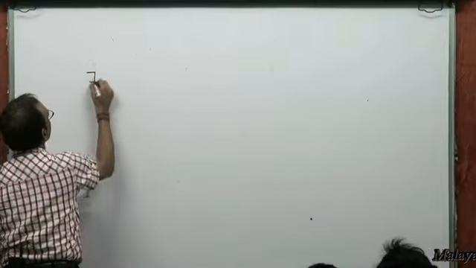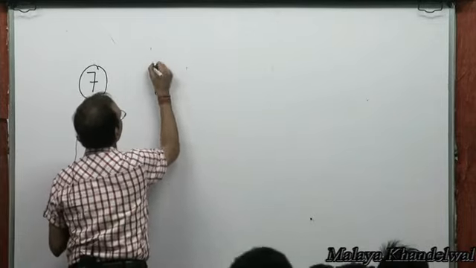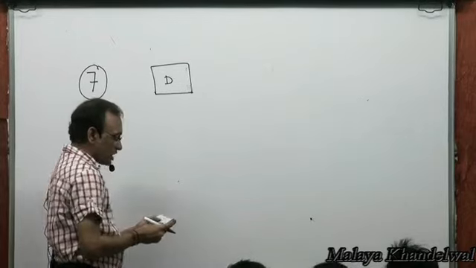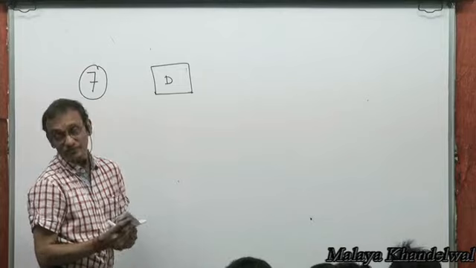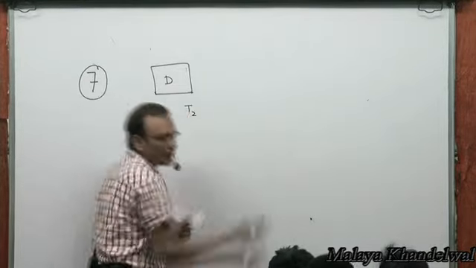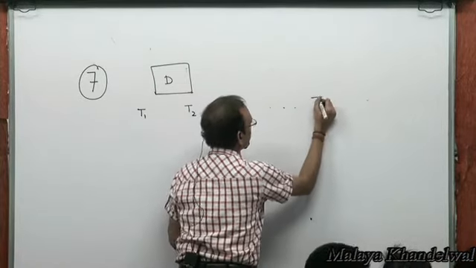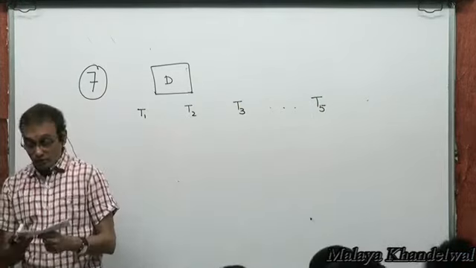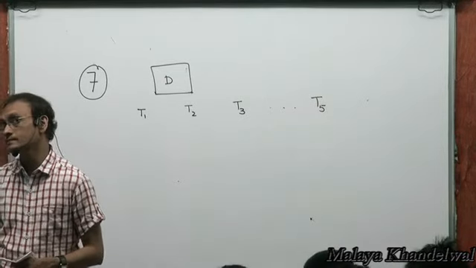Seven. There is a single die D and we want to find the chance of throwing a 6 with a single die at least once in 5 trials. There are 5 trials performed with this die. 5 times it's rolled. We want to find the probability of getting 6 at least once.